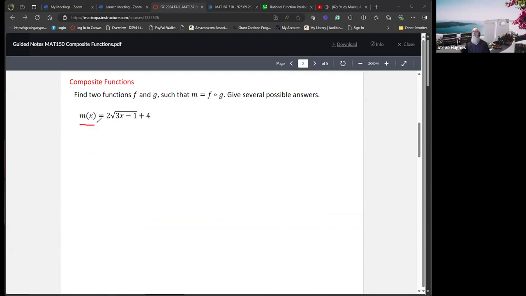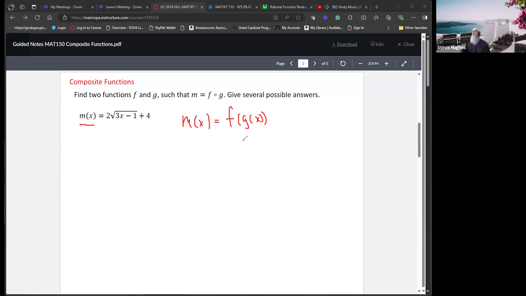Here we have our function m of x, and we want to show that m of x is equal to f of g of x. All right, that's what we want to show. So what are some possible answers that we could use, everybody? What's a possible answer that we could use?